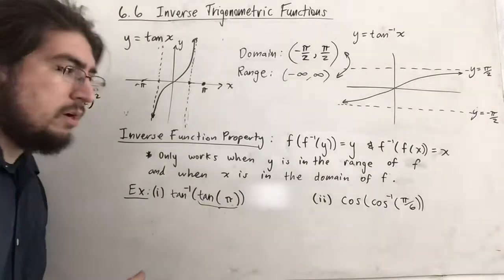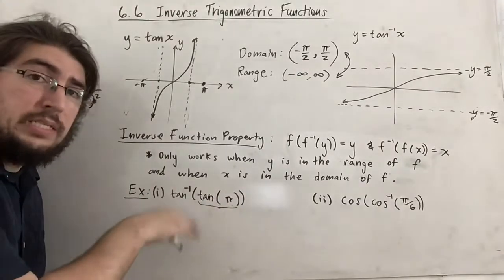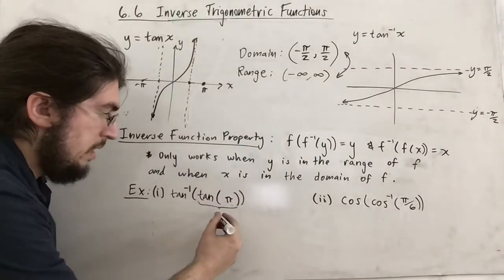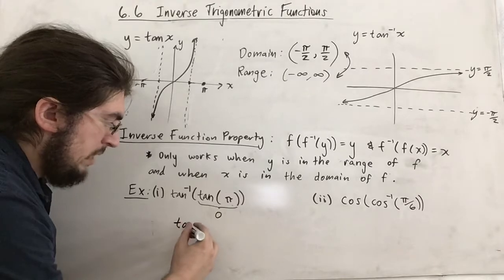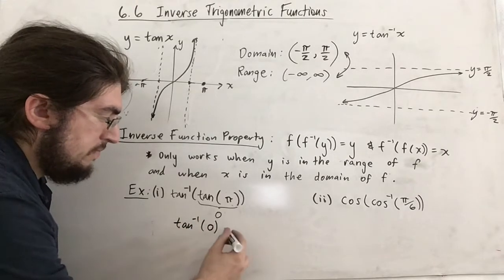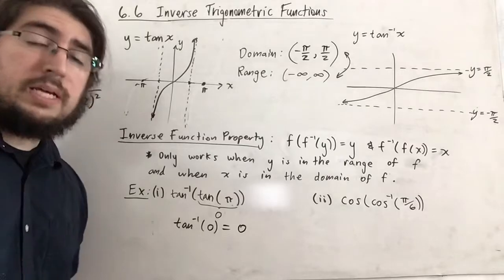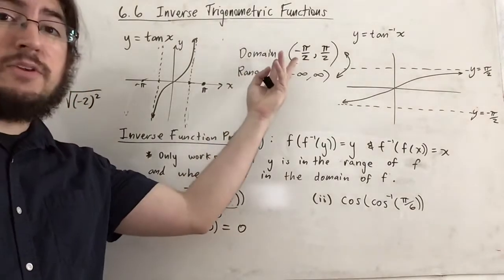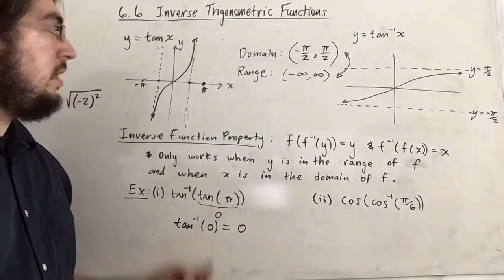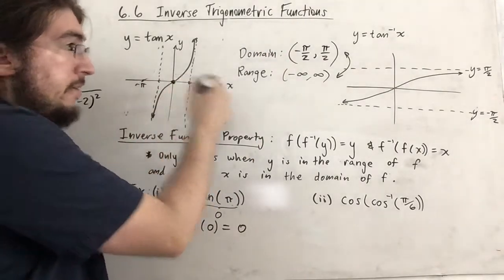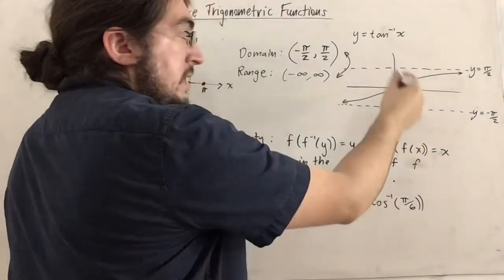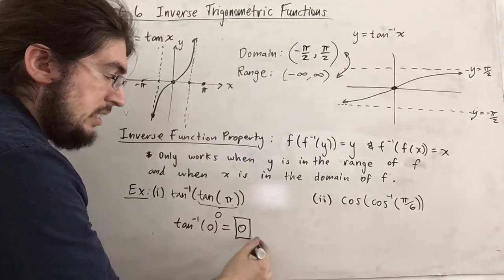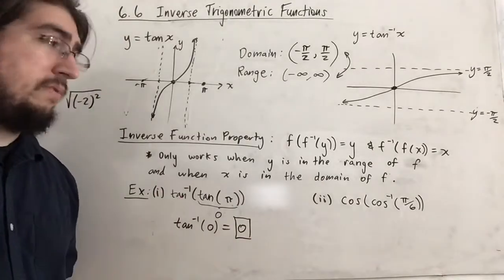Tangent of pi, if you recall, was 0, because it's sine over cosine, and sine of pi is 0. So you get 0 over negative 1, basically. So that's 0. And now what is tangent inverse of 0? Well, tangent inverse of 0 is 0, because tangent of 0 will also give you 0. And 0 is in the domain negative pi over 2 to pi over 2. And we kind of see it right here, here and here. So tangent inverse of 0 will give you 0. So the answer here isn't pi, it's 0, funny enough. So again, you have to be careful.